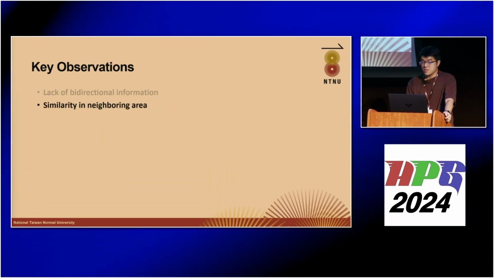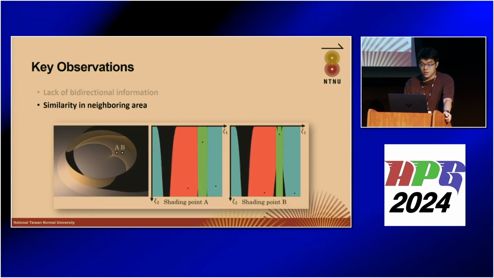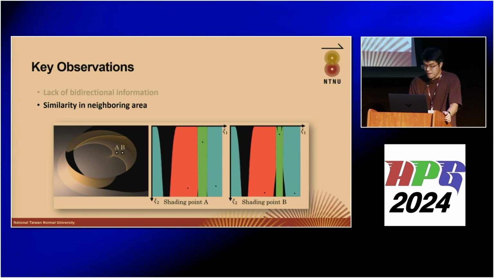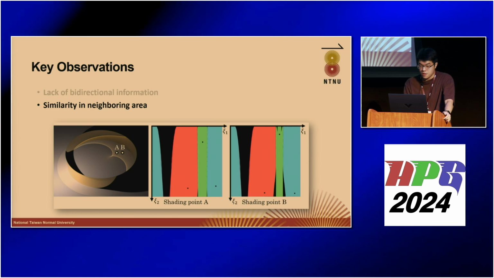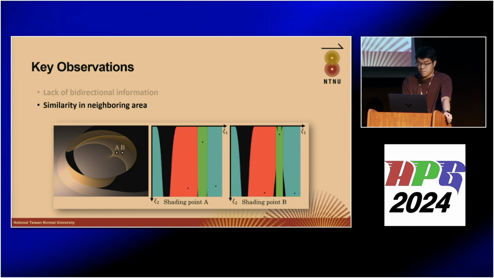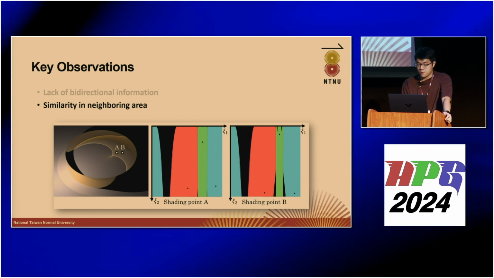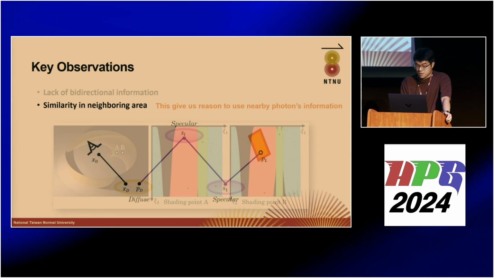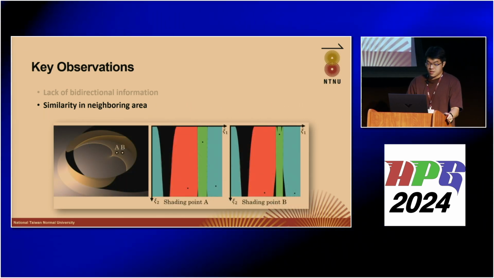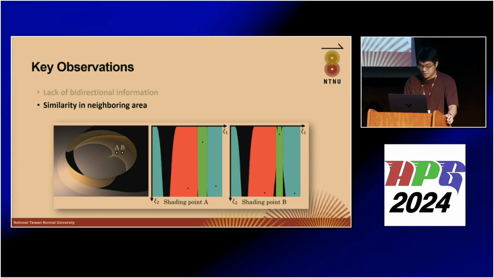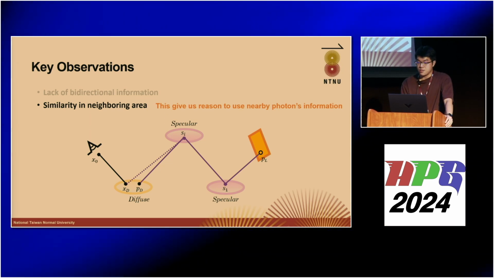And the second observation is the similarity in neighboring areas. If we visualize the basin of convergence in neighboring areas like here, with two shading points A and B, you can see that they share very similar converged basins in terms of location and distribution. So we can say that admissible paths in B most likely also lie in A's converged basin, which leads to a valid path which we want. This is also the property that spatial temporal admissible path reuse, which we mentioned before, is exploiting. So this also gives us the reason to utilize photon paths that are near our shading points.